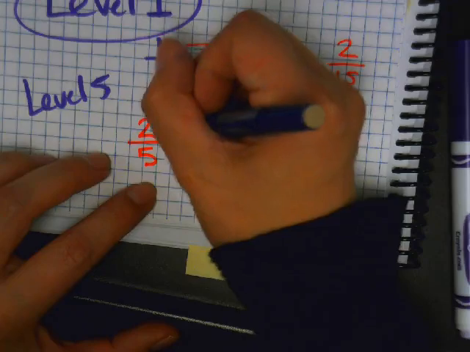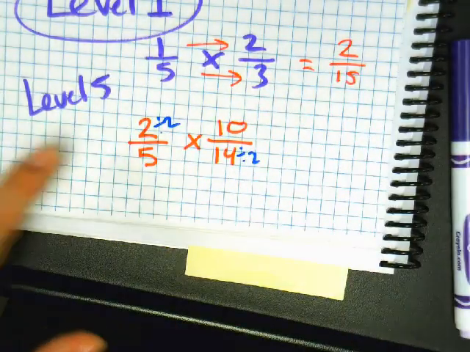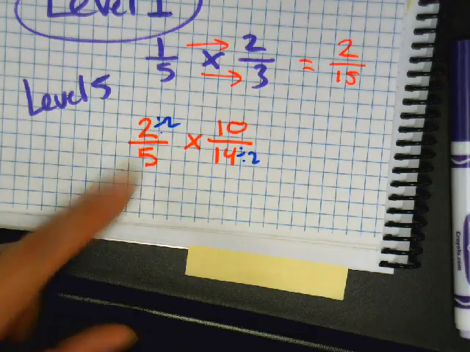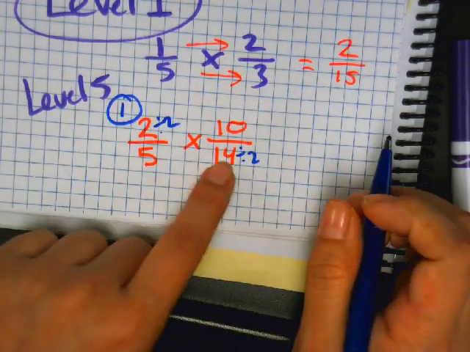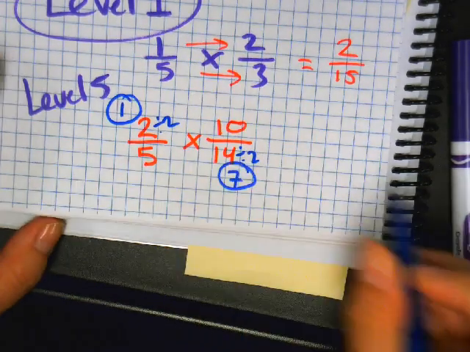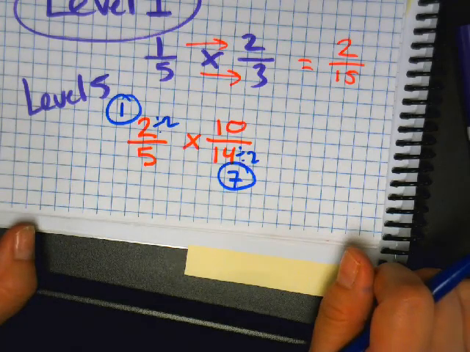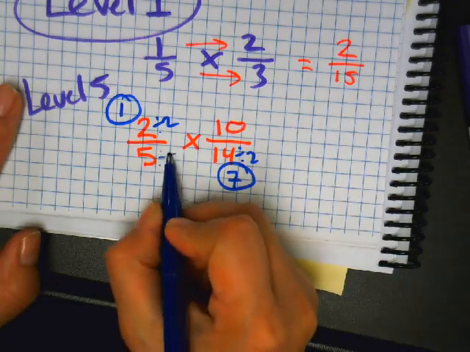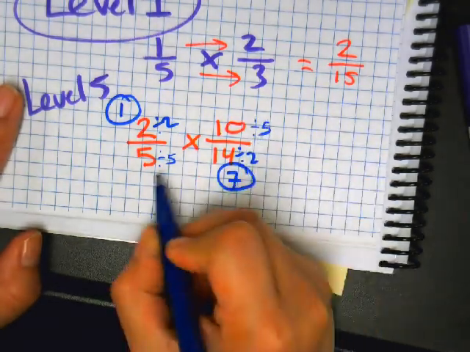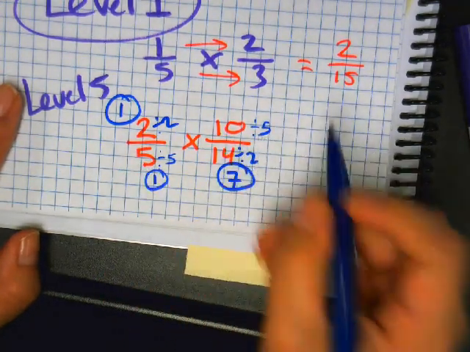Divide by 2. Divide by 2. What's 2 divided by 2? 1. What's 14 divided by 2? 7. 5 and 10. What can I divide 5 and 10 by? 5. Good. 5 divided by 5? 1. And 10 divided by 5? 2.